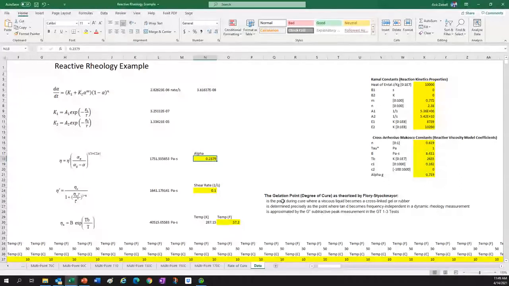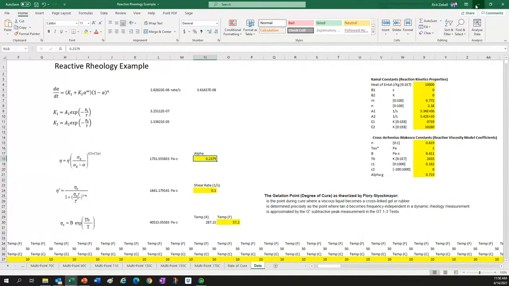And then I also promised to talk about the gelation point, which is the point at which a viscous liquid becomes a cross-linked gel or rubber. I already said that. It is precisely the point where the tan delta becomes frequency independent in a dynamic rheology measurement. But it can be approximated in a very useful way, and that's what I'm going to show you. When we look at the G double prime subtractive peak measurement in the gel time tests 1 through 3, which I previously described.